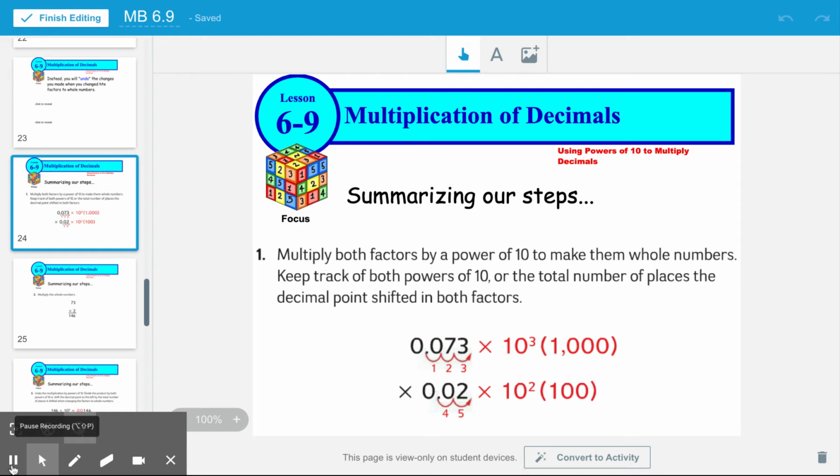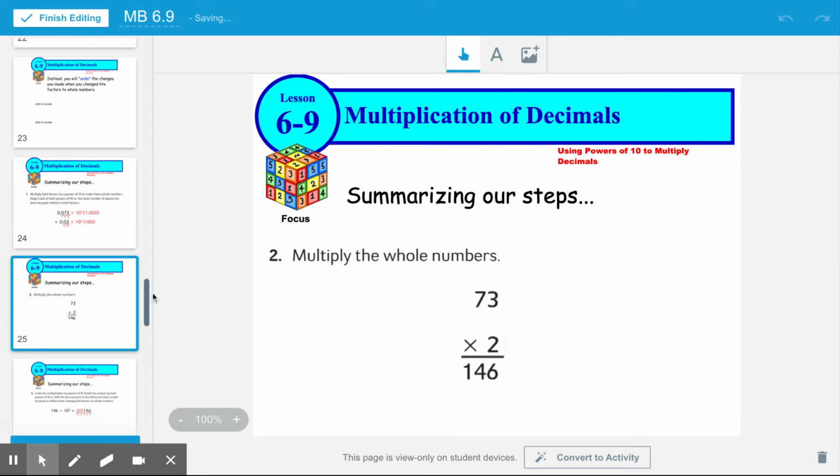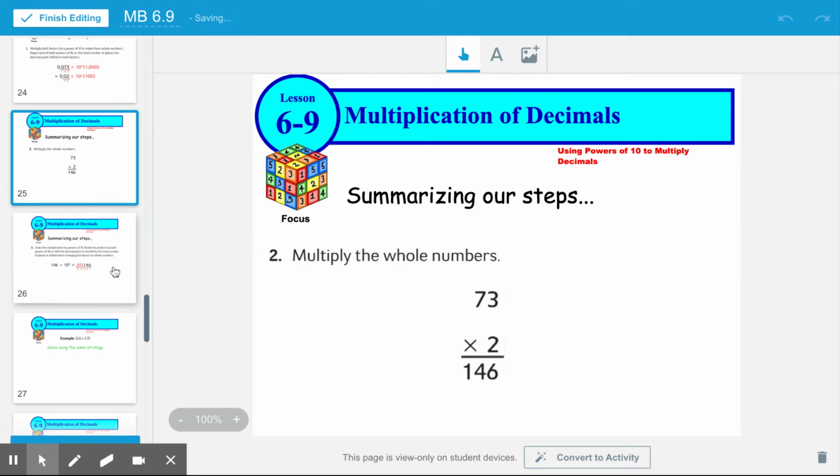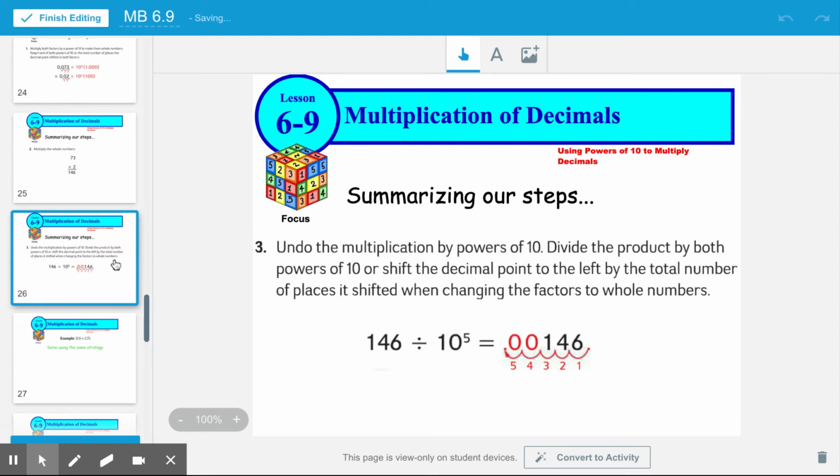So, summarizing our steps, remember, multiply both factors by a power of 10 to make them whole numbers. Keep track of both the powers of 10, or the total number of spaces the decimal points shifted in both factors. So you multiply the whole numbers. Then you undo the multiplication by powers of 10. Divide the product by both the powers of 10 and shift the decimal point to the left. The total number of places is shifted when changing the factors.